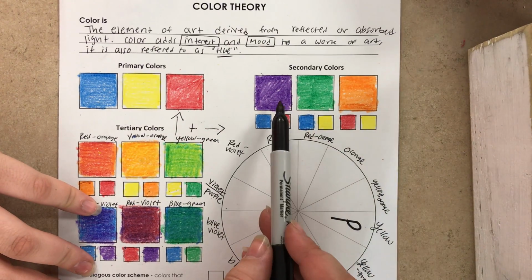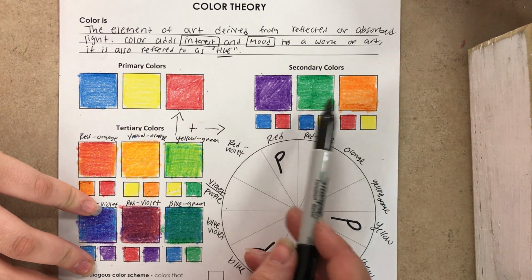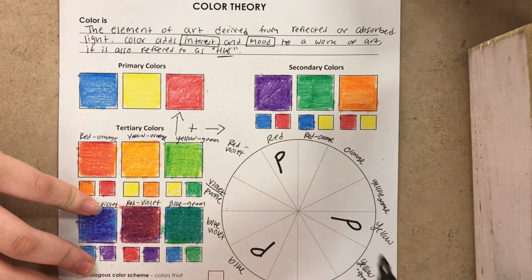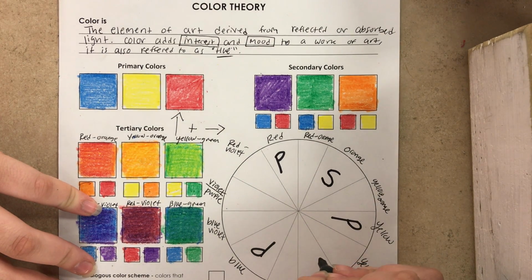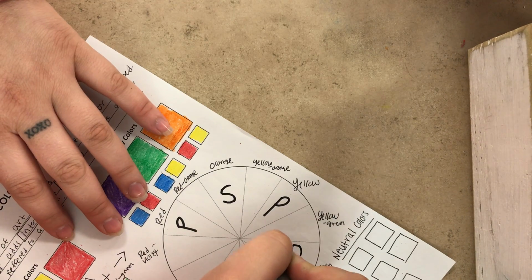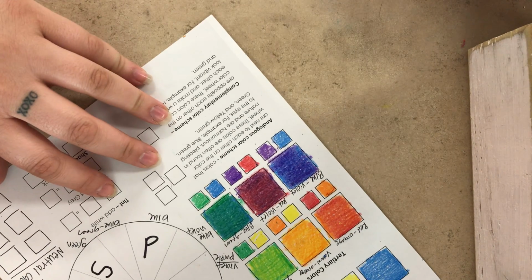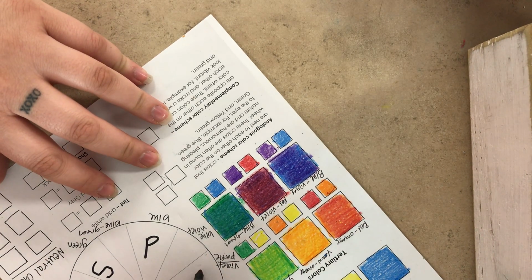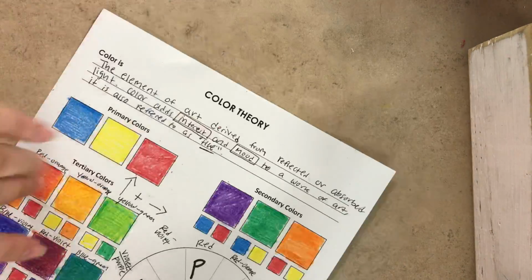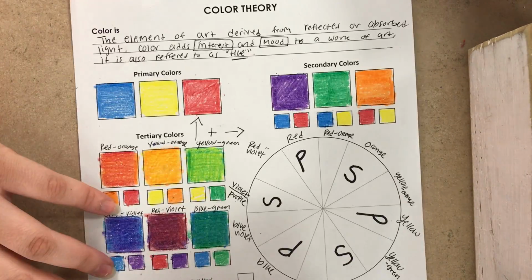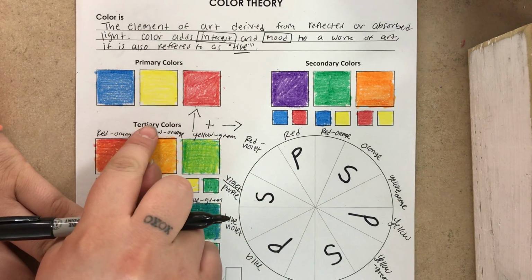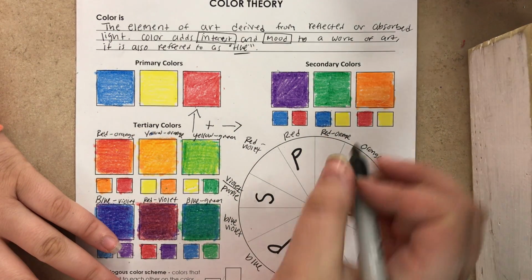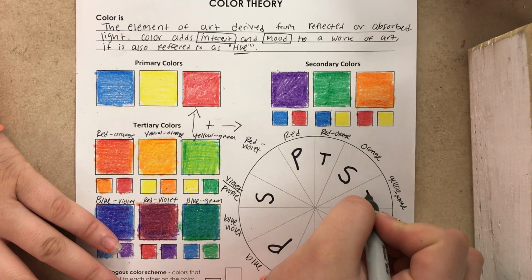Secondary colors are what? So purple, green, and orange. We're going to put a big old S. So wherever you see a secondary color, put an S. So orange, green, and purple. And then we have our tertiary colors in between the primaries and secondaries. So put a T for tertiary.